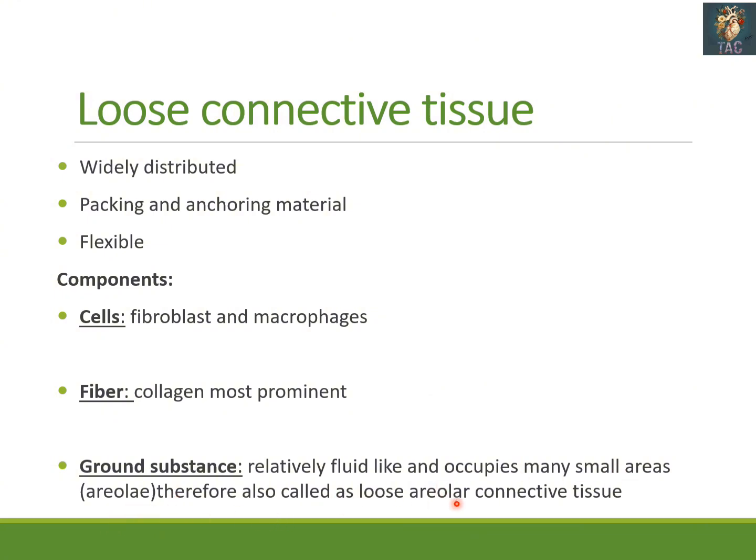Therefore, this connective tissue is called loose areolar connective tissue. This is the connective tissue through which blood vessels, nerves, and lymphatics are passing, and it allows easy passage of even fluid by way of diffusion to the epithelium. So this is a loose connective tissue, widely distributed, packing and anchoring material, and it is flexible.